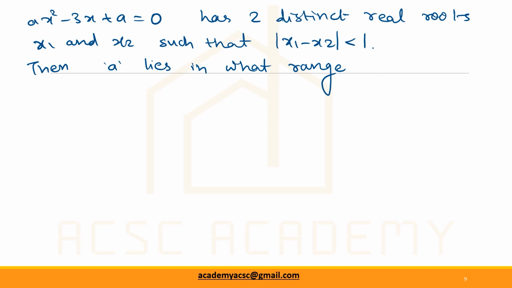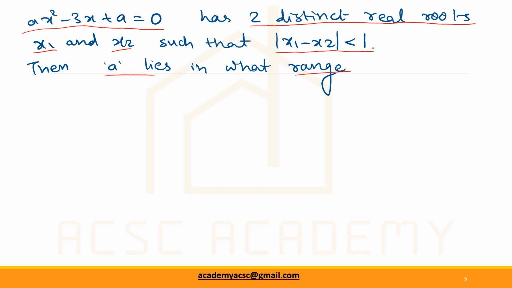Now coming to the last problem for the day, we are having this particular quadratic given to us, and it has been said that it has 2 distinct real roots, x1 and x2, such that the difference of the roots is less than 1. So they are asking us in what range this particular coefficient a lies. That has to be found out.